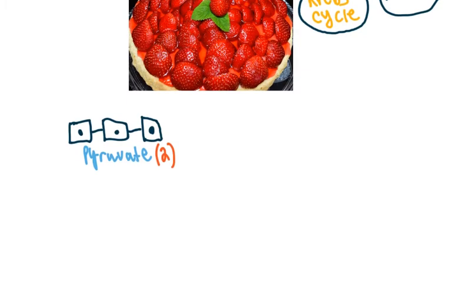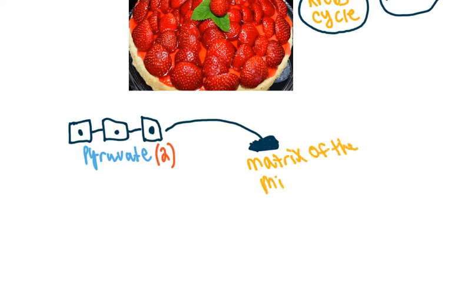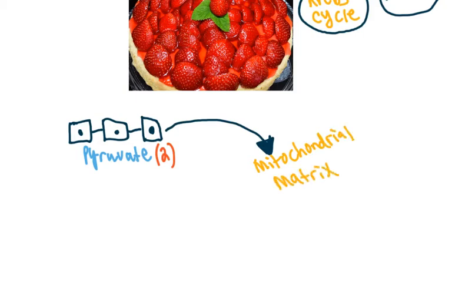When glycolysis is done, we get our 2 pyruvates. If there's oxygen, then the pyruvate will go to the mitochondria of the cell, to the matrix of the mitochondria in particular. Let me write that. Actually, it's called the mitochondrial matrix, so let's write it down like that. Mitochondrial matrix. There you go. That's the inside of the mitochondria.